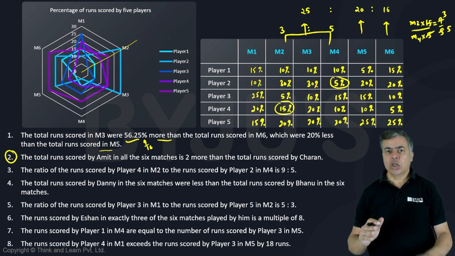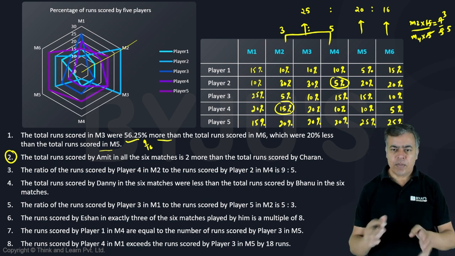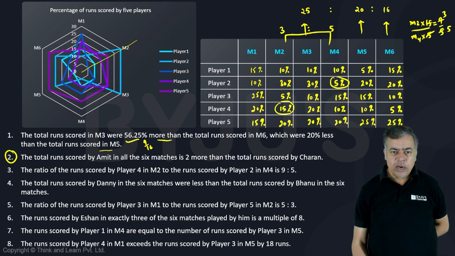Right, I am talking about the total. Right now I am just writing the ratio which is given in some form. The total runs scored by Danny in the 6 matches were less than the total runs scored by, okay, this I will take later on.